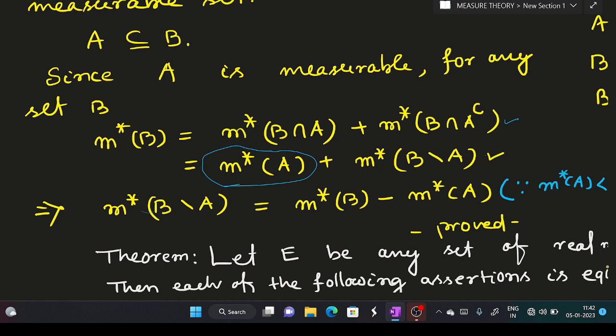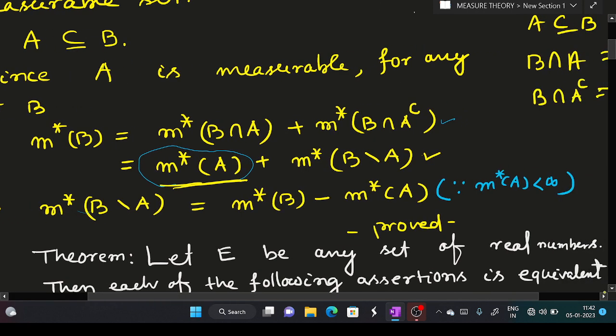Now from this step, as this outer measure is finite, I can take this value to that side. So how much are we getting? The outer measure of B difference A is equal to the outer measure of B minus the outer measure of A. What is the reason behind it? I can do it because the outer measure of A is a finite value. Hence this result is proved.